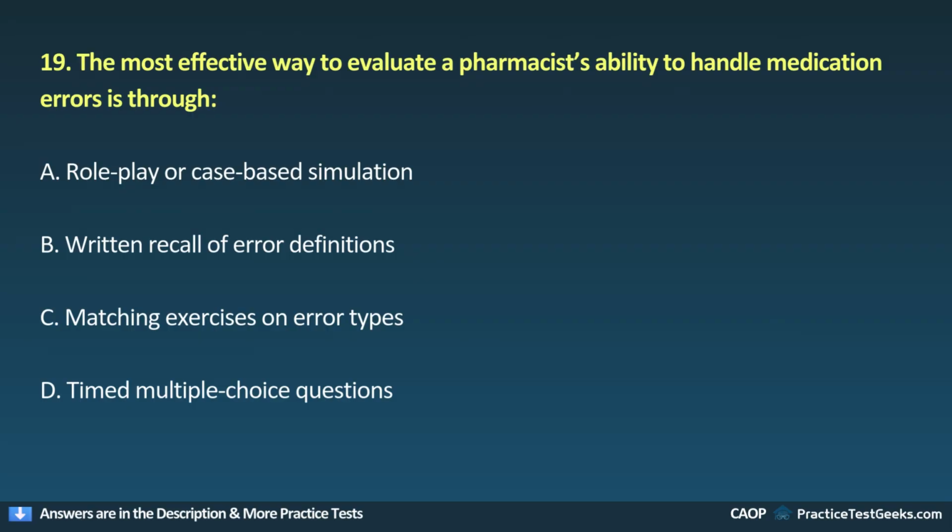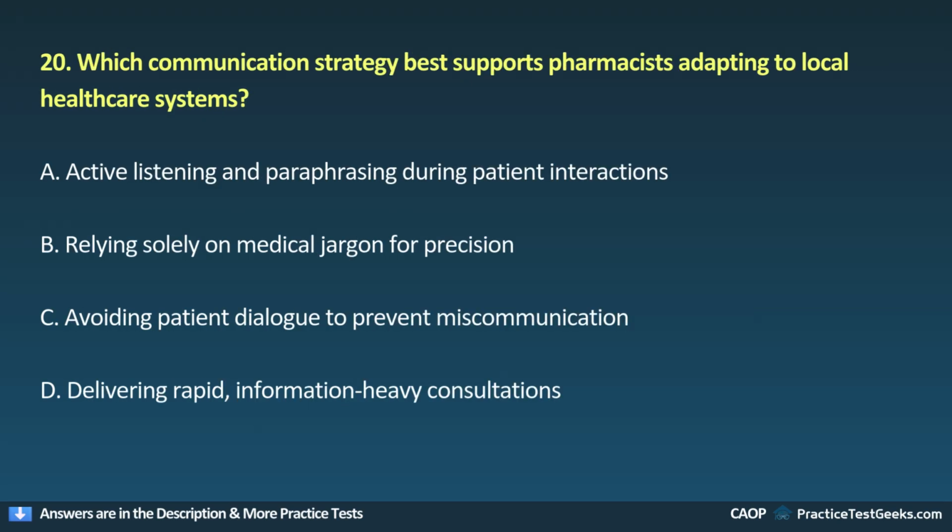19. The most effective way to evaluate a pharmacist's ability to handle medication errors is through: A. Role-play or case-based simulation. B. Written recall of error definitions. C. Matching exercises on error types. D. Timed multiple-choice questions.